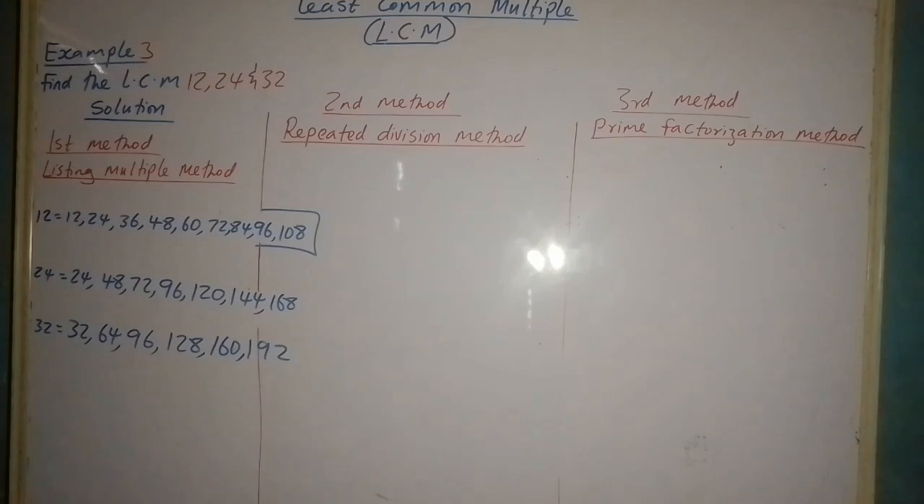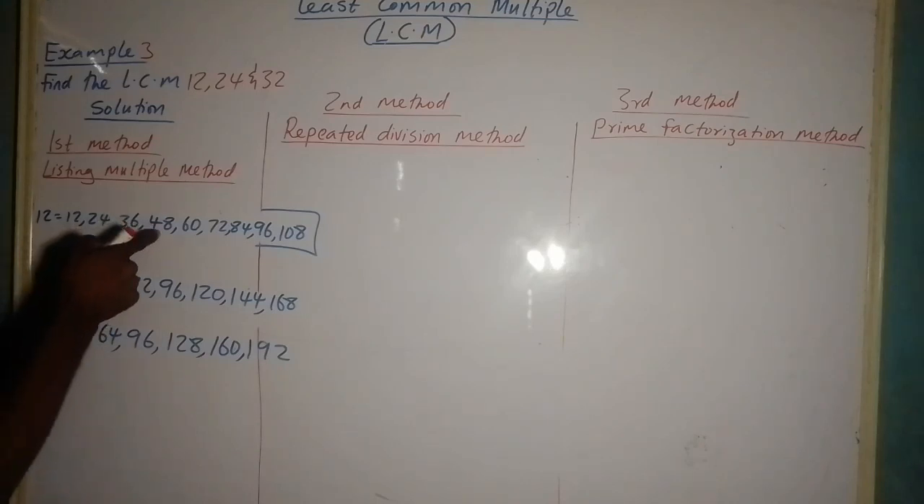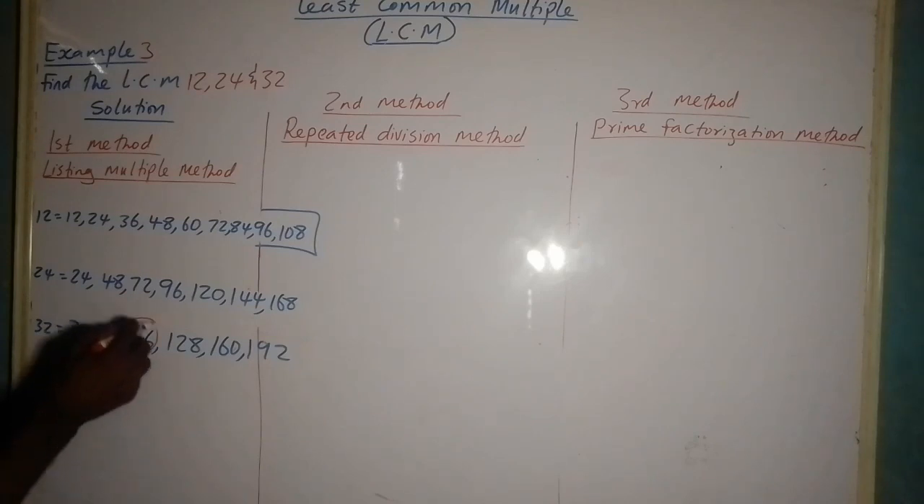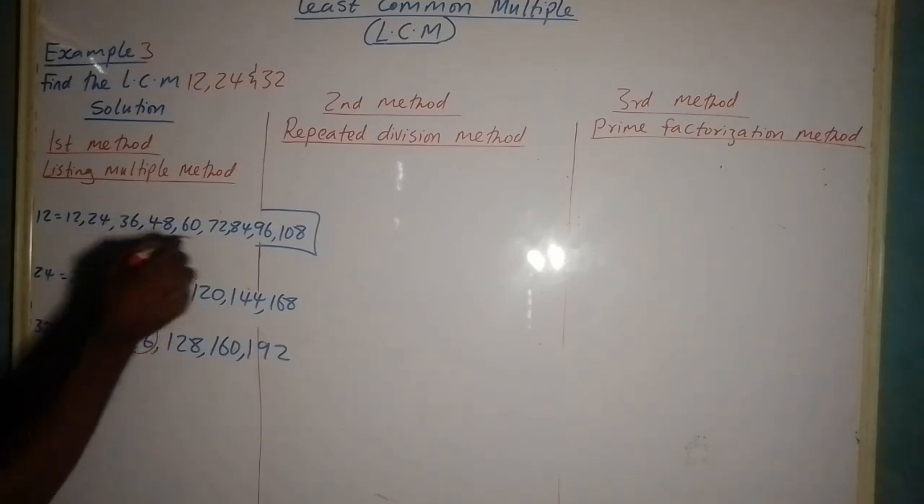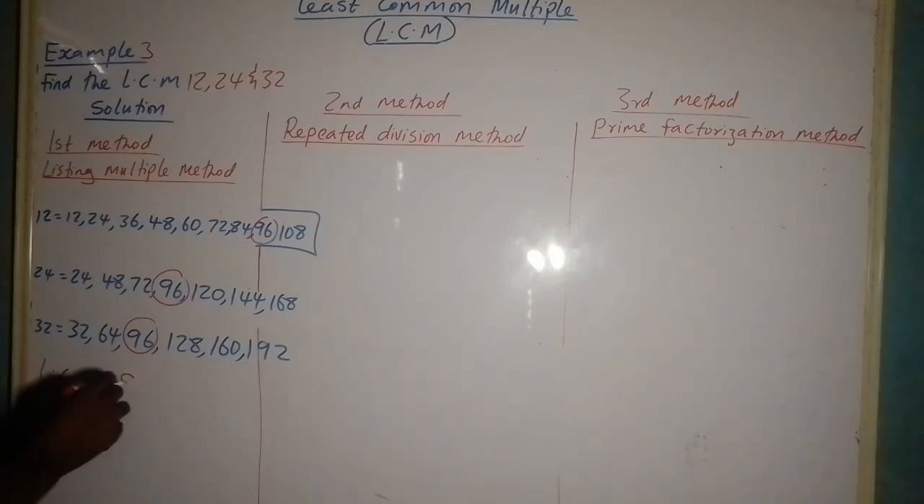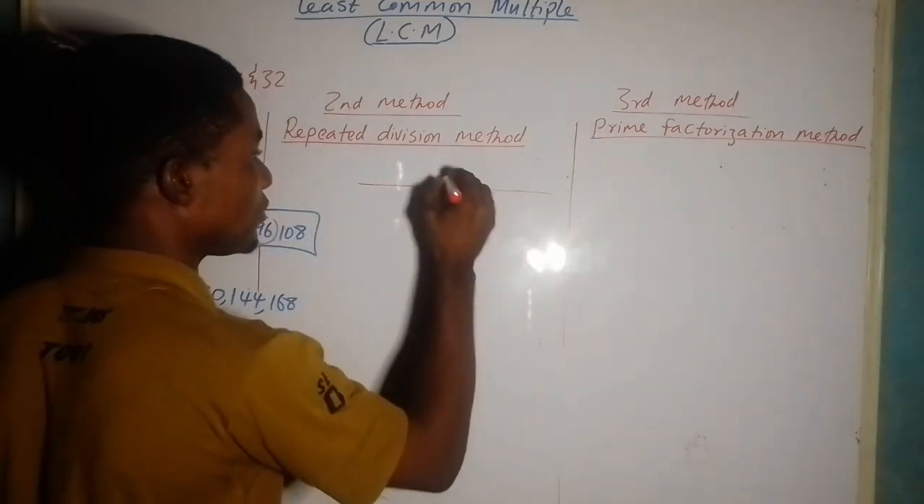Looking at these numbers, what is the lowest common multiple here? Let's take a look at the numbers given to us. 24 is common here, but it's not common here. What number is common again? 48 is common here. It's common here, but it's not common here. 96 is common here. It's common here, and it's also common here. So therefore, my LCM is 96. Now let's use the repeated division method.